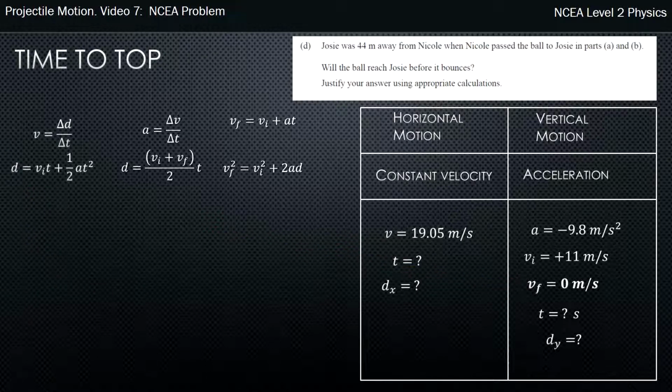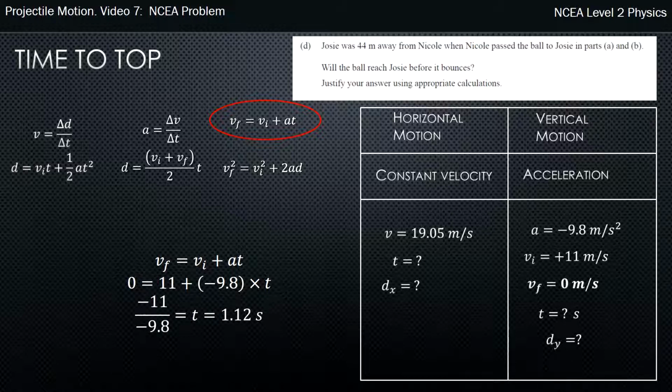So now I've got 3 bits of information on the vertical motion side: the acceleration, initial velocity, and final velocity, and I want to find the time it takes to the top. So those bits of information can be used with this acceleration equation. I write it down, put my values in with the positives and negatives. Remember, acceleration of gravity in this case is negative. Do some rearranging. When I move the 11 onto the left side, it becomes negative. The 2 negatives cancel out, and I get time to the top is 1.12 seconds.